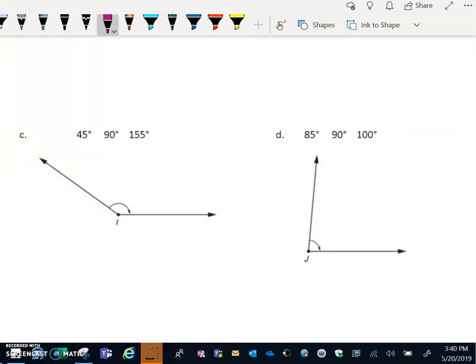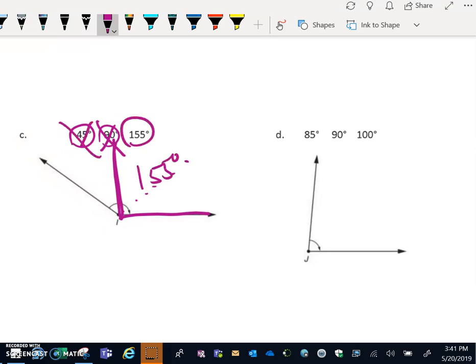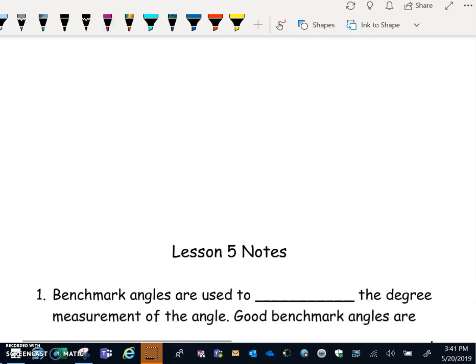Okay, now let's take a look at this line. Does it look like 90, which would be our benchmark angle that's straight up and down? Not really. Does it look like 45, which is half of 90? No. So the best guess is 155 degrees. This angle, we know 90 is exactly straight up and down, so that's not 90. It's not greater than 90, so 85 would be a good guess.